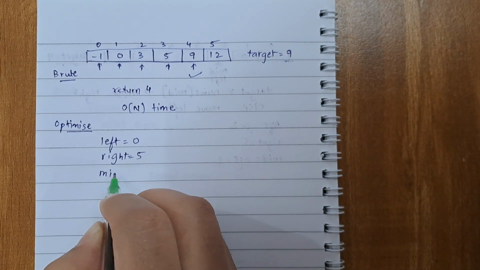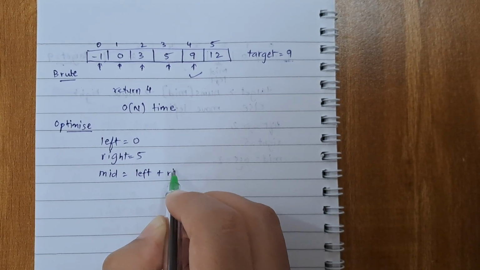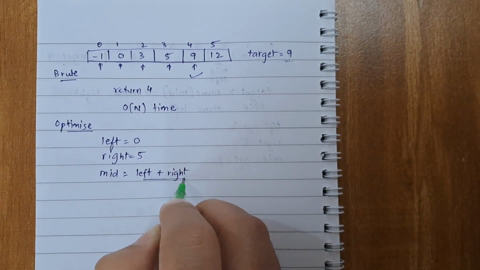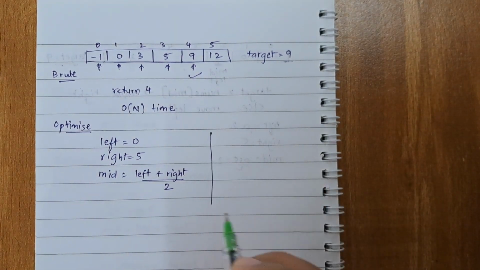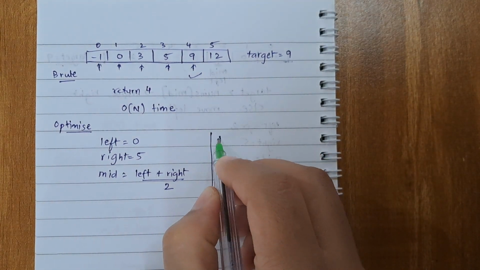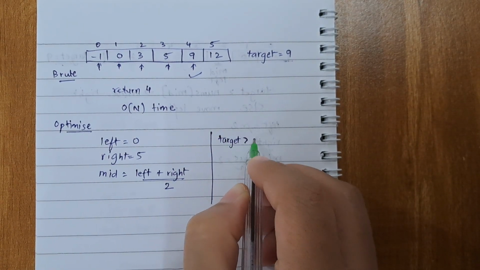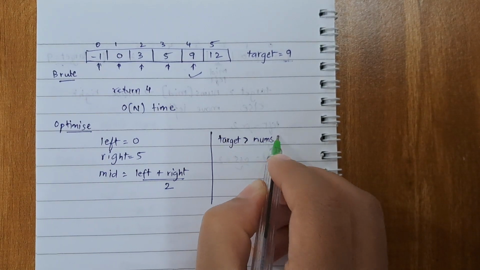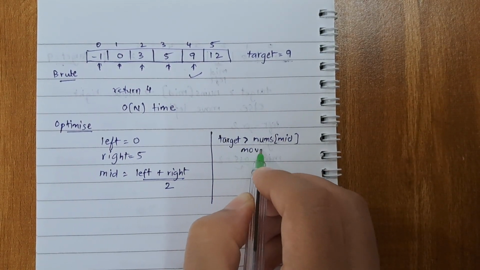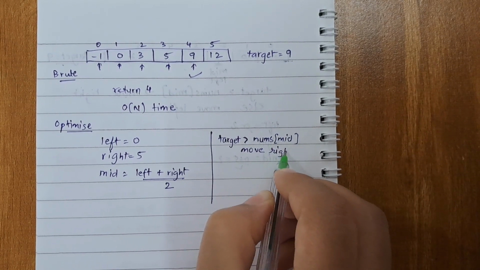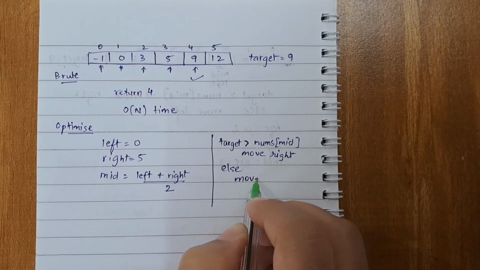Now at every step you calculate the mid, which is left plus right by 2. And then you compare the number which is present at the mid index to the target. If it's equal, then you got the answer. If target is greater than the nums of mid, then think intuitively, what would we do? We would move to the right side of the array, right? Otherwise, we will move to the left side of the array.